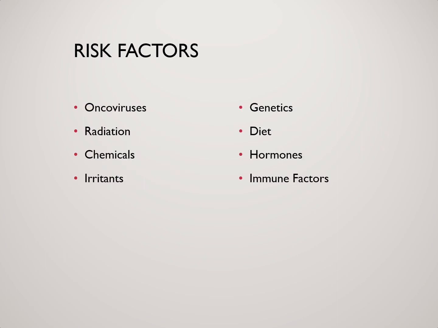Risk factors for cancer. So the first one is oncoviruses. These are certain viruses that are linked to cancer in humans. These oncoviruses insert their own RNA into the host cell, and they cause a mutation with the ability to produce a cancer. A good example of an oncovirus is the herpes simplex virus type 2. That's associated with cervical and penile cancers.